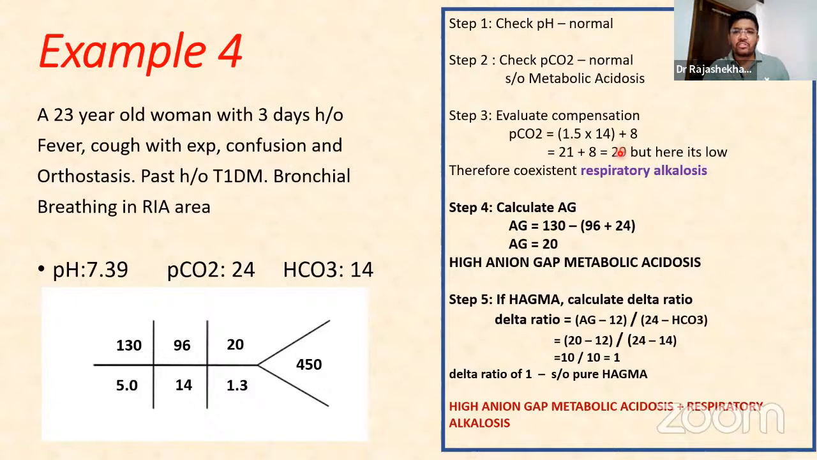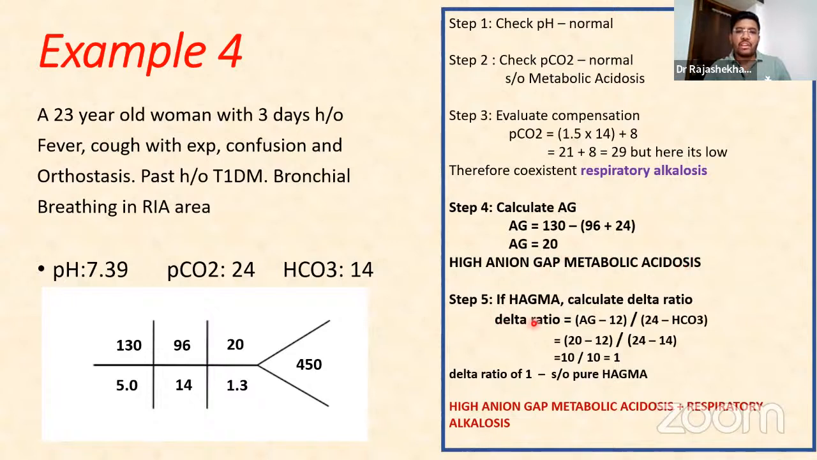Here the expected compensation is 29, but the PCO2 value is very low, that is 24. That means there is an excessive PCO2 washout than required. So the patient also has a coexisting respiratory alkalosis here. Since there is a metabolic acidosis, we are calculating the anion gap. Anion gap is 20 here. So there is a high anion gap metabolic acidosis.